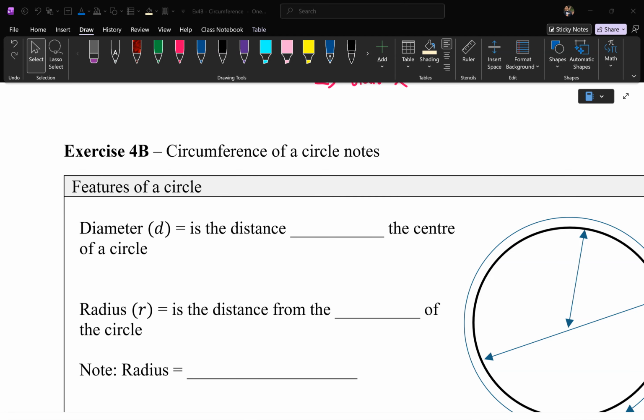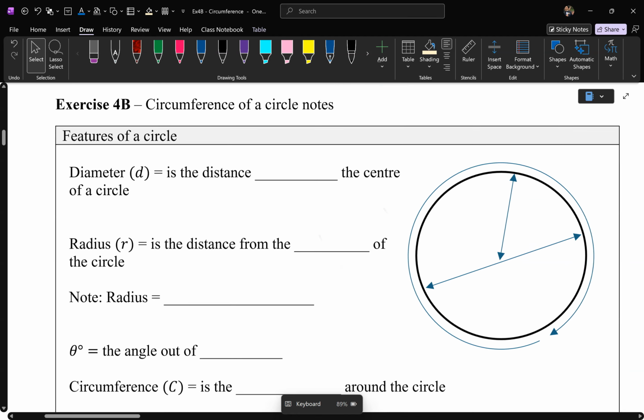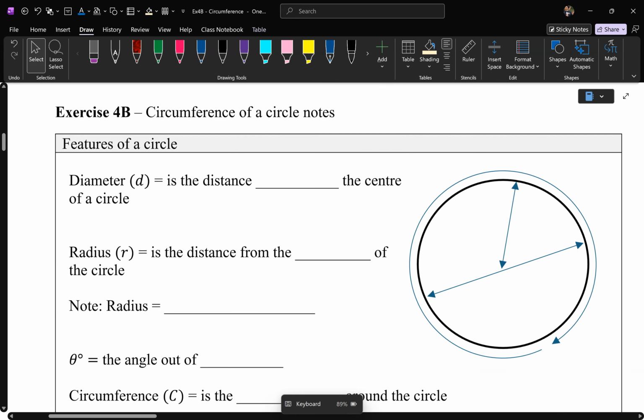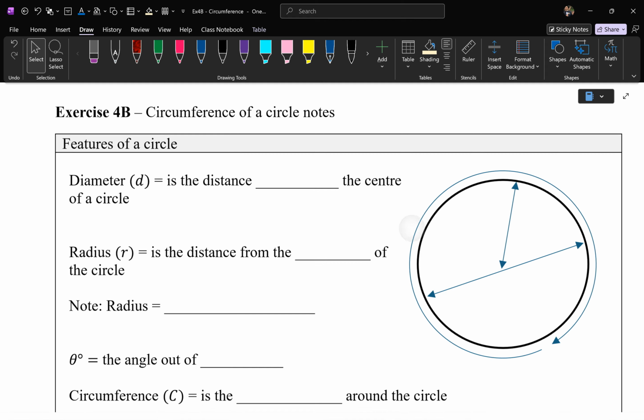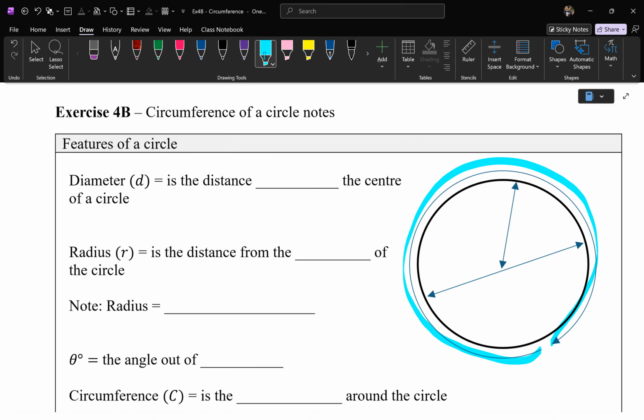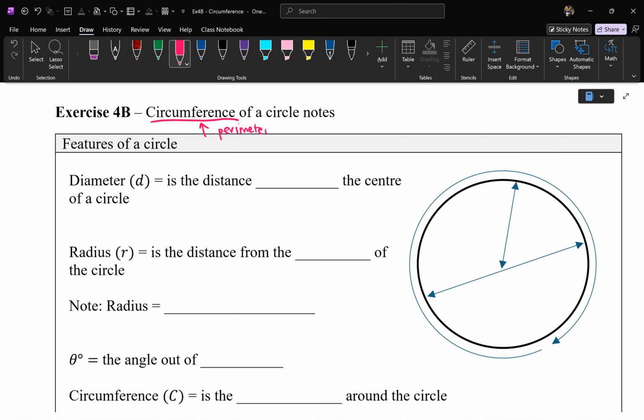Circumference of a circle is another word for perimeter. Okay, so perimeter, we normally talk about straight lines, but circles curve, so we give it a name. This distance around the circle is called circumference. For those who don't know, can you please write perimeter next to this? That's what it means when they ask you for the circumference. It really just means perimeter, so distance around the circle.